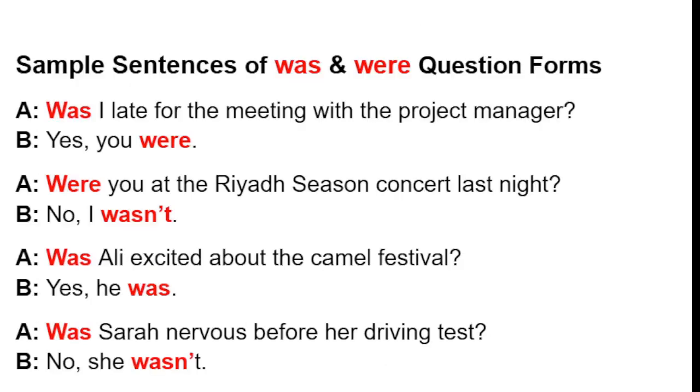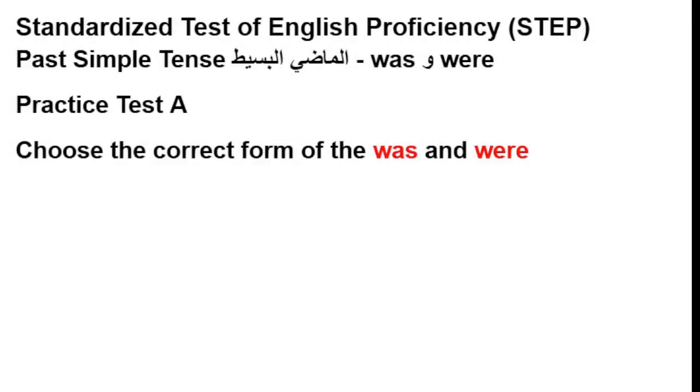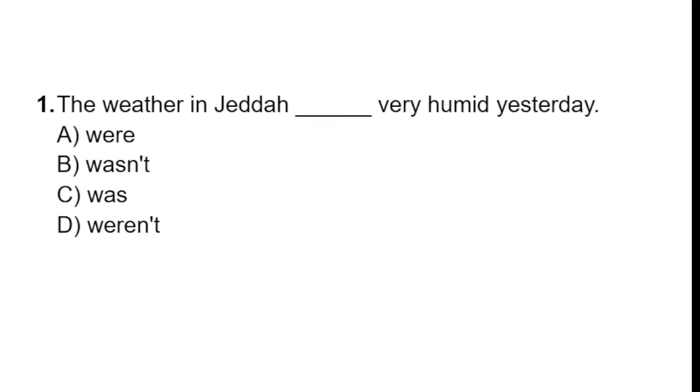Now please do the following 2 practice tests. The first test to practice the sentence form and the second test to practice the question form. Standardized test of English proficiency step, the simple past tense, was and were. Practice test A. Choose the correct form of the verbs was and were. Question 1. Please pause the video to answer, then go to the next question. I will give you the answers at the end.